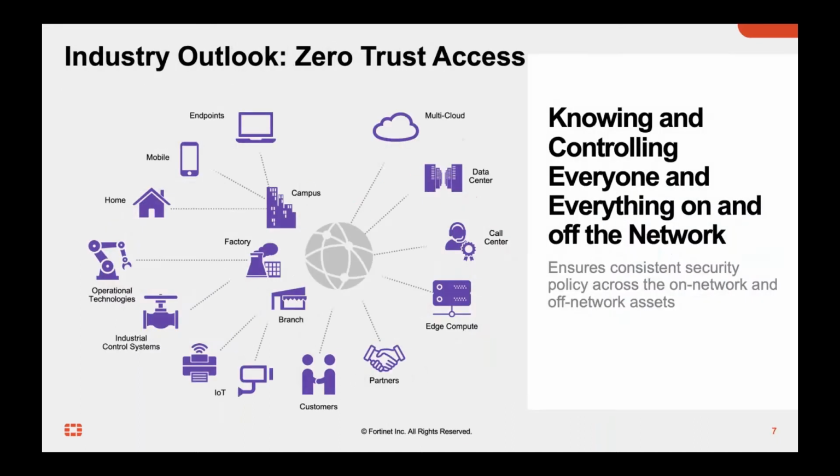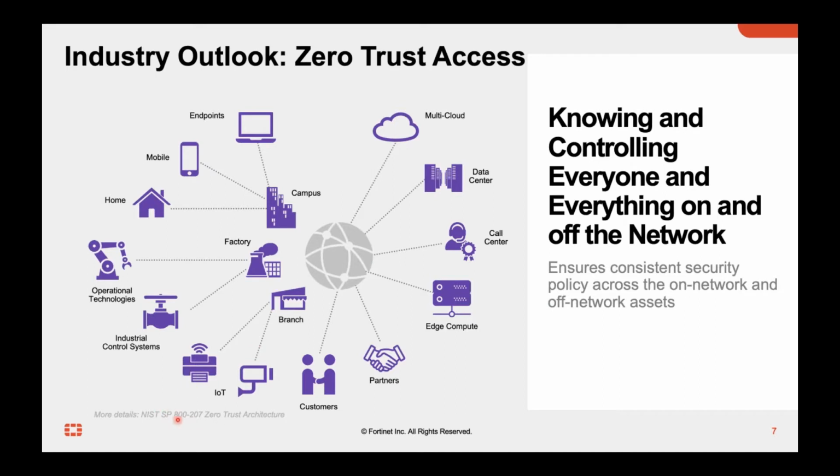Likewise, the best way to protect this, as the industry outlook looks, is zero trust access. We need zero trust access on all these potential endpoints and users. What you see on the screen, it could be a home user, it could be a mobile device that wants to connect to the network, it could be a multi-cloud infrastructure using cloud services maybe for optimization purposes, it could be an IoT sensor or industrial control system or operational technology devices that are connected to the network. What it really entails is knowing and controlling everyone and everything on and off the network, and ensuring consistent security policy across on-network and off-network assets and devices.